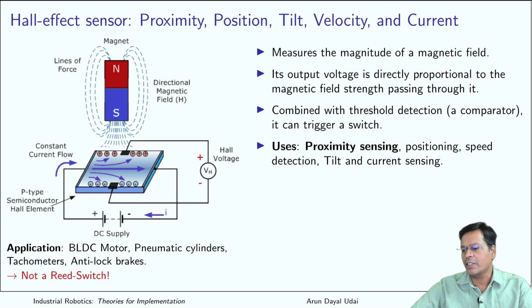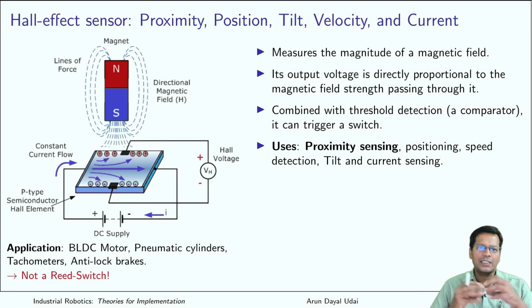Sometimes in the case of a pneumatic cylinder also, two ends are fitted with Hall effect sensors, so that if it is fully extended, you get a signal. If it is fully retracted, you get another signal. Depending on those two signals, you come to know the status of your pneumatic cylinder. So this is how it is used like a proximity switch.